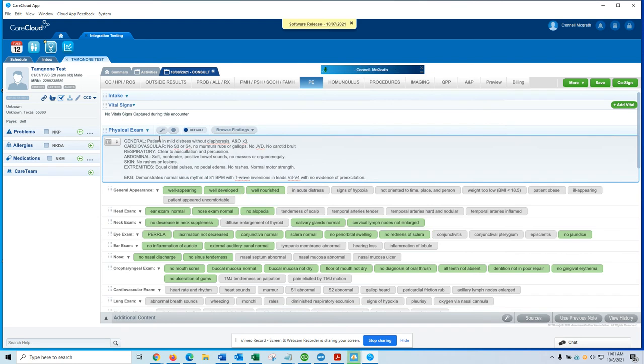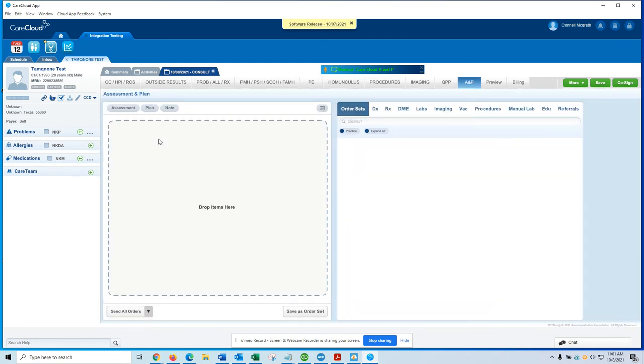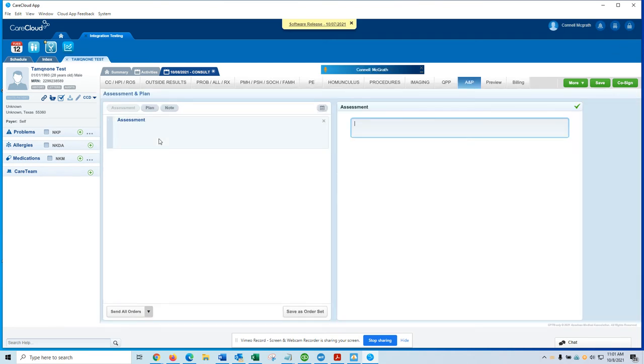CareCloud A&P. A 70-year-old woman presently experiencing occasional palpitations, which are accompanied by some shortness of breath. She does have a history of syncope, which is most likely related to her very low blood pressure.